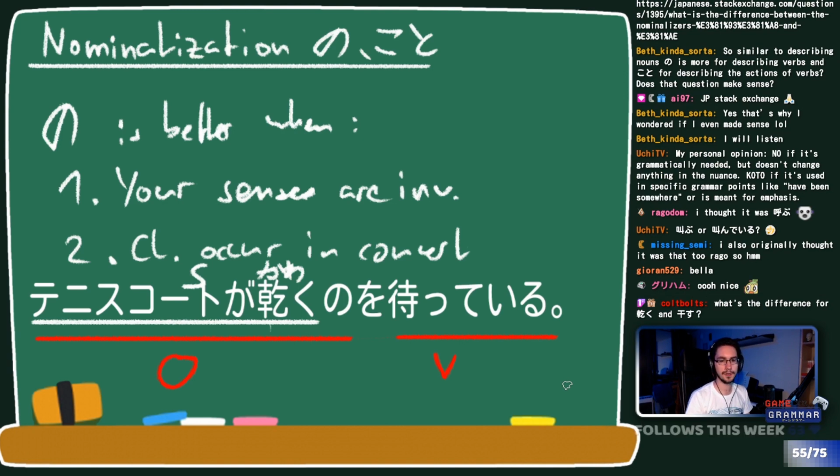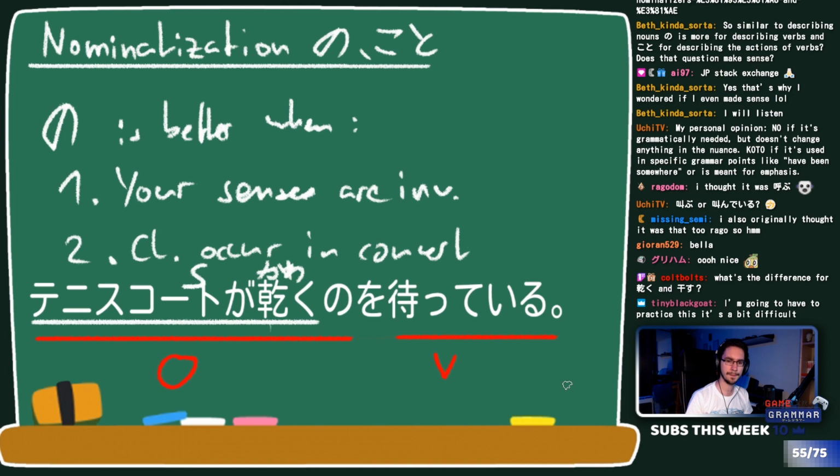I'm waiting for... what's the difference between kawaku and hosu? It's hard to say, but I feel like kawaku is to be dry or to dry, for objects when they're actually wet or when it rained on them, waiting for them to not be wet anymore. It's very similar. And hosu, I just imagine drying of clothing or fruit, like when you actually dry fruit. I'm going to have to practice this. It's a bit difficult.